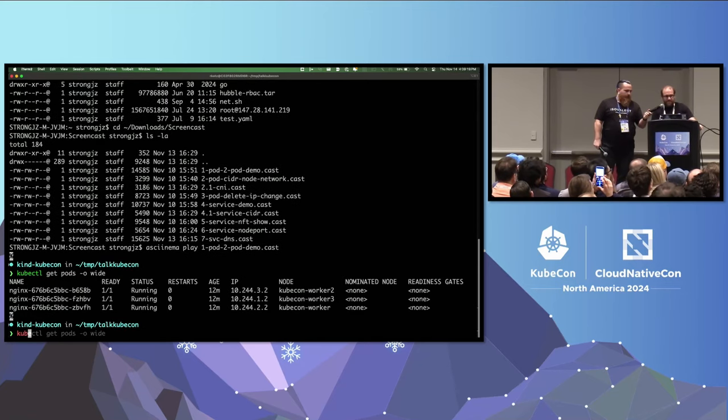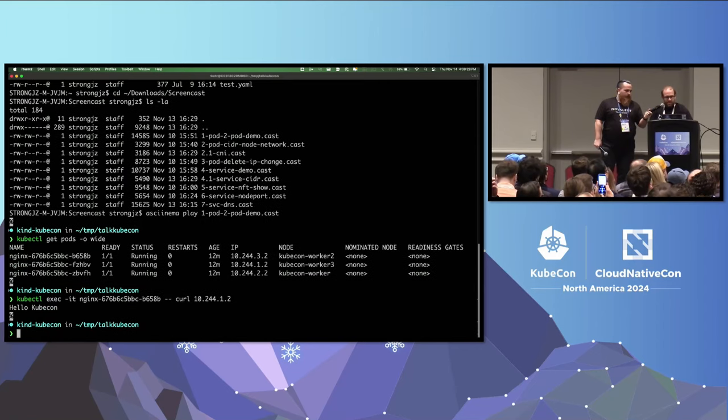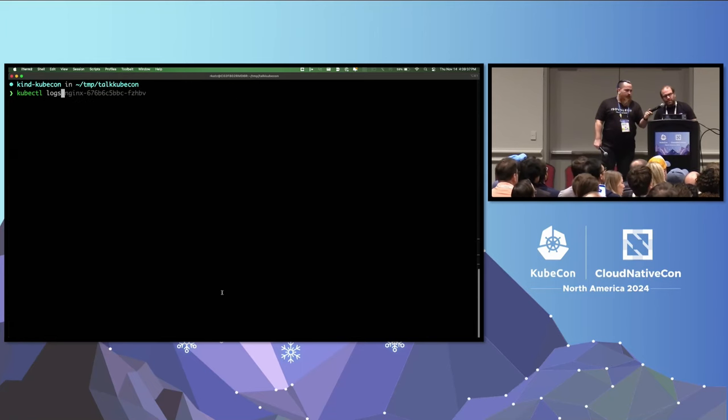Okay. So the first demo that we are going to show here is I want to show you. I have some Kubernetes pods here. Each of them got a different IP address, right? So this is the pod IP. And let's keep playing here. I want to do a curl. So I went from this pod that is running on this node, on this worker 2, calling this pod running on worker 3, right? And it worked, so we could get hello KubeCon.